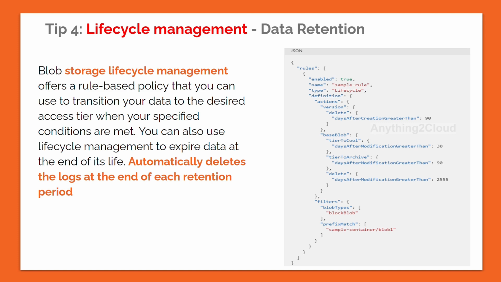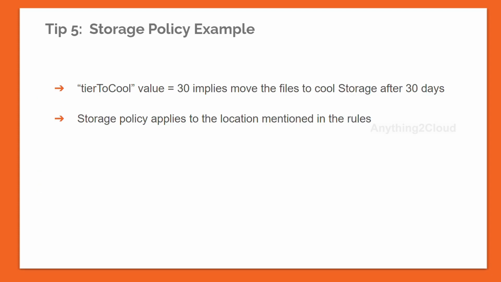On the right hand side, you can find the syntax for this. For example, we have syntax for tier to cool, tier to archive, as well as delete. So you can see how we can move the data from one storage tier to another. Next is a storage policy example. For example, tier to cool value equal to 30 implies moving the files to cool storage after 30 days. Also, the storage policy applies to the location mentioned in the rules.